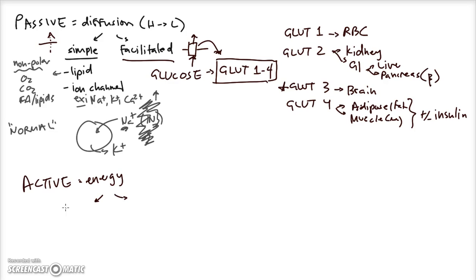It'll do it in either one of two ways. There's primary active transport or there's secondary. In primary, the energy source is ATP. The energy source is always ATP. And it's through a protein that's called an ATPase. An ATPase is a protein that utilizes energy via ATP in order to do the not normal things in our body, or the things that require energy by nature.